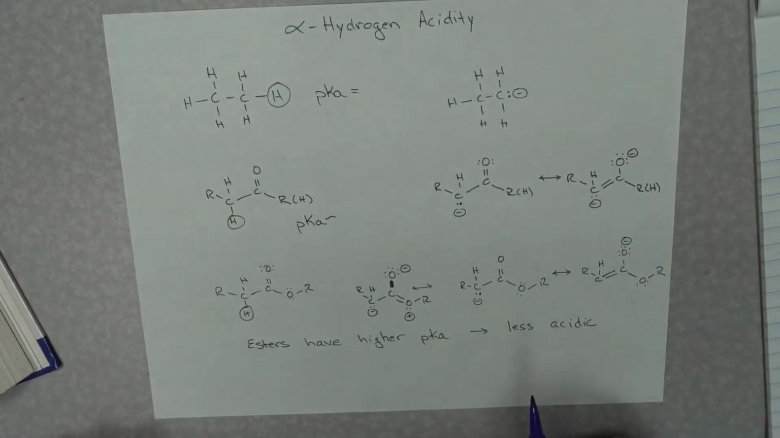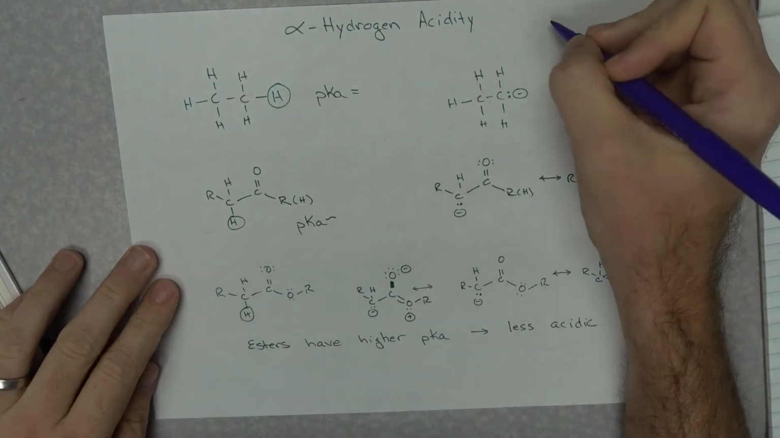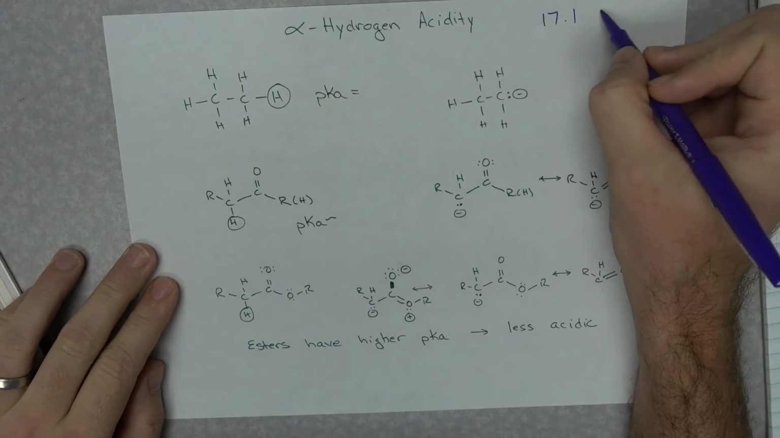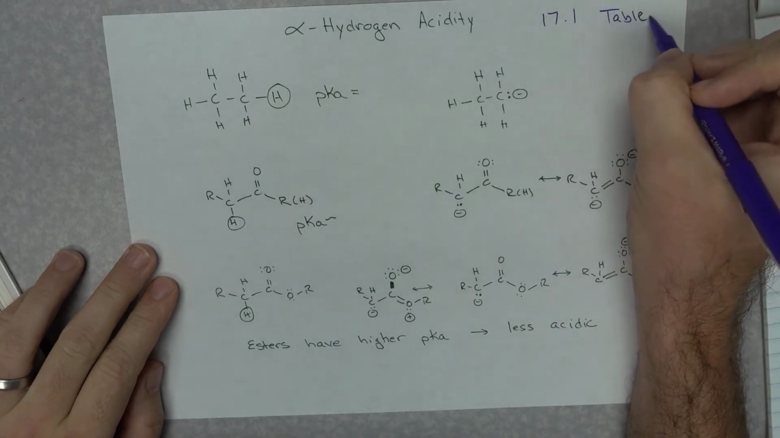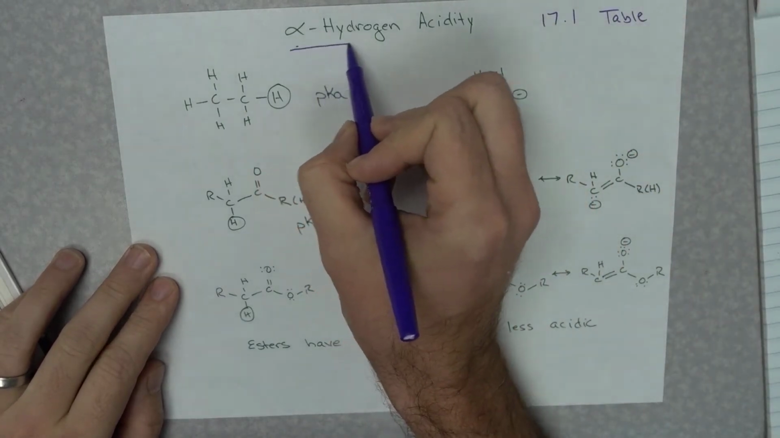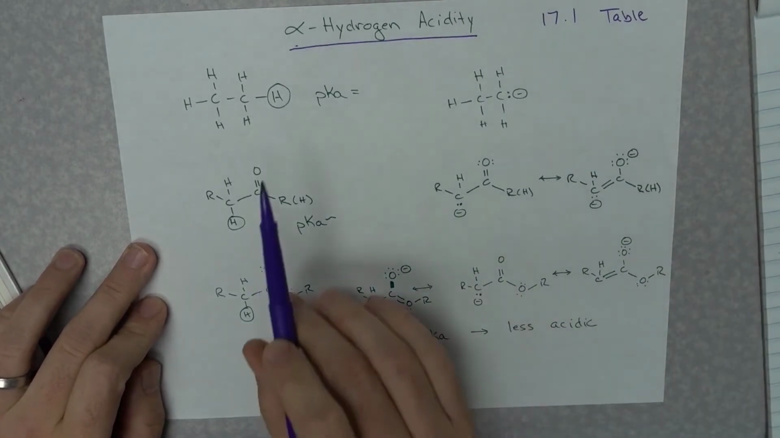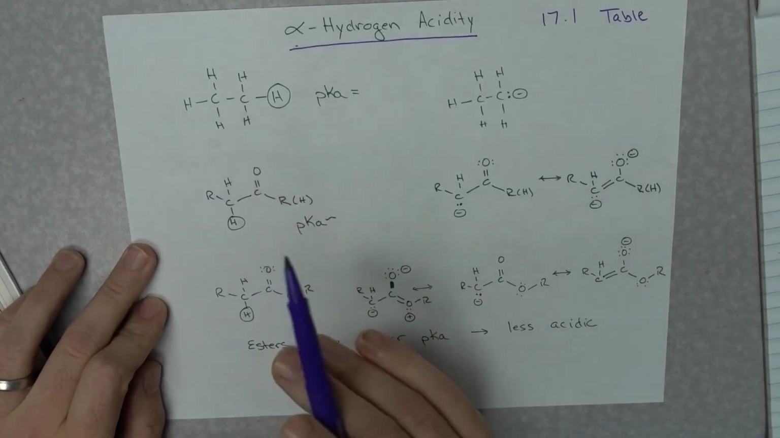So guys, what we're going to go into now at the start of chapter 17 in Bruice gets at section 17.1, and there's a table there at 17.1, the acidity of an alpha hydrogen. We'll go over what that is in a second. But let's look at just the acidity of hydrogens that are attached to carbons in general.